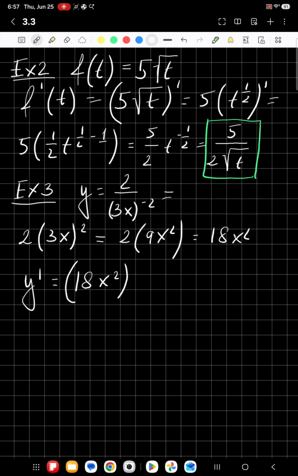We'll take a derivative of that. So 18 is just a constant, so it doesn't really go anywhere. But that 2 goes to the front, so we'll have 36x. And I subtracted 1 from that 2. Okay, so that's the final answer.